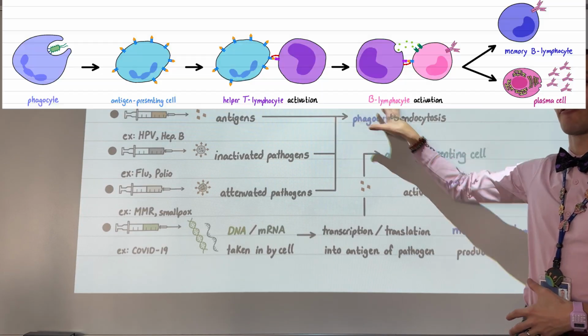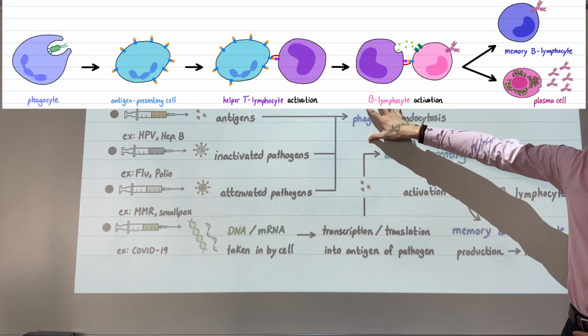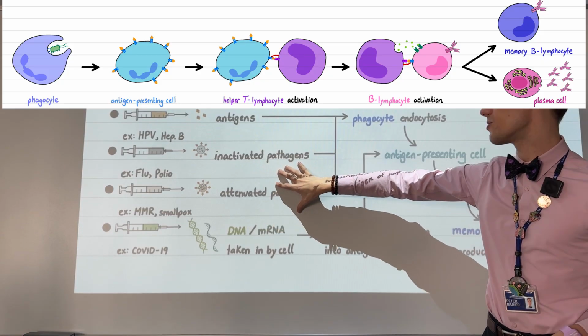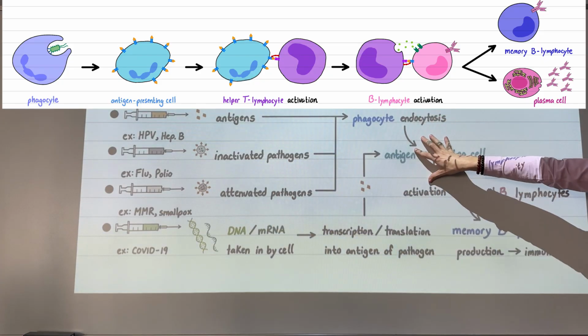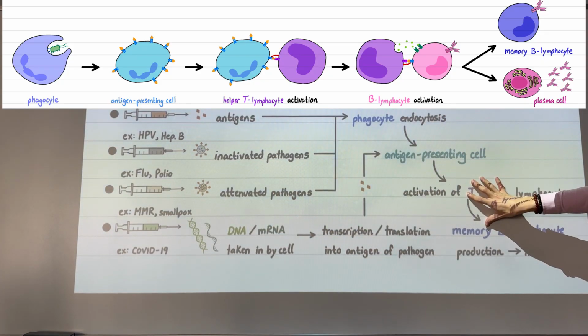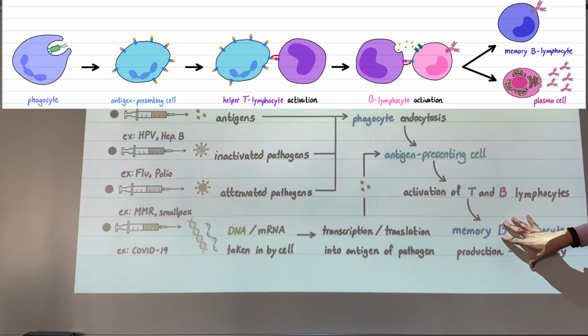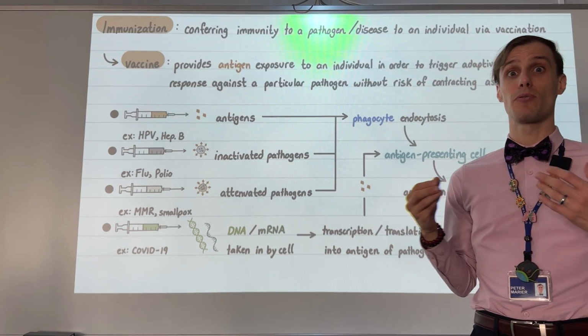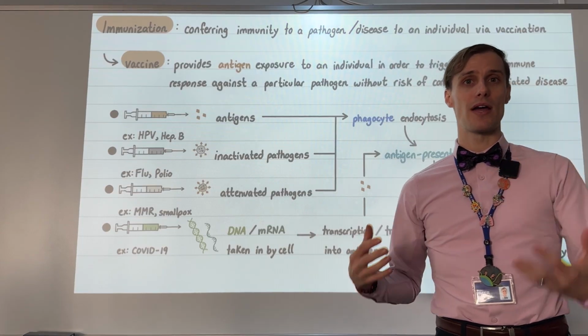And the same exact flow would occur. Phagocytes would undergo endocytosis to these inactivated or attenuated pathogens. They would then become antigen-presenting cells. They would activate T and B lymphocytes, and then create memory cells. Finally, and probably most impressively, is the mRNA vaccine.